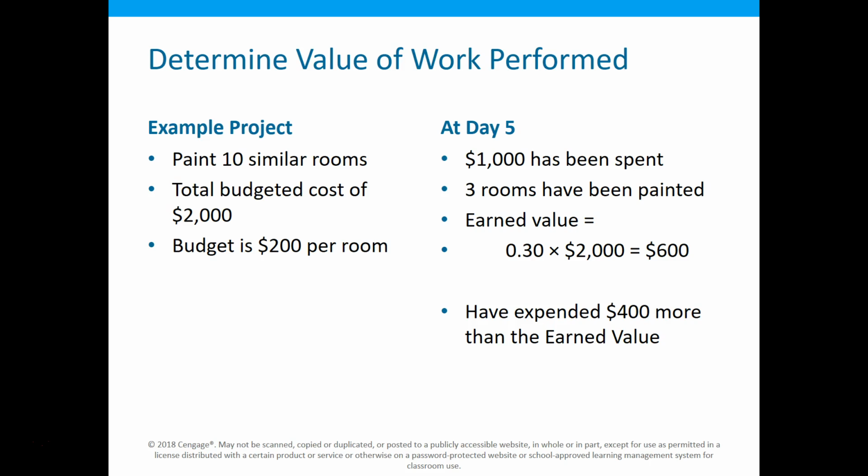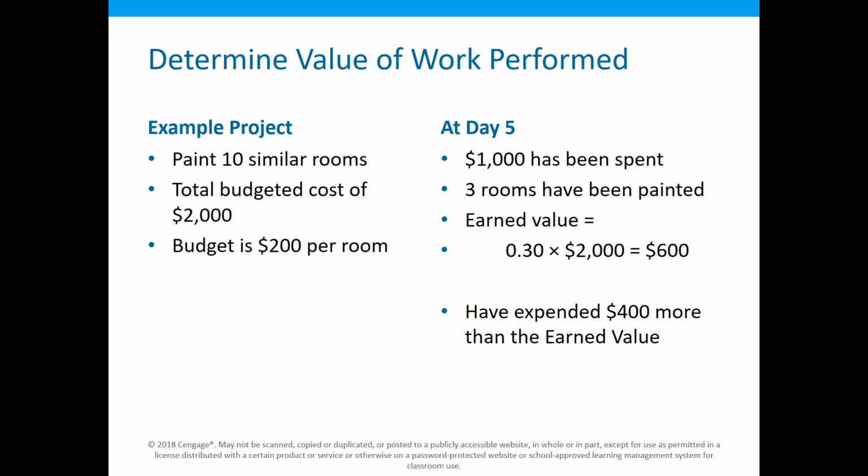So earned value then is how much have we done times our budget for that assignment. So our earned value is $600. So earned value 600, spent value 1,000. Now we can say that there is a problem because we've done the work to get paid for $600, but we've spent $1,000.